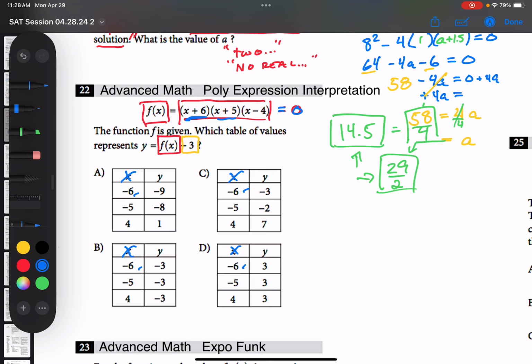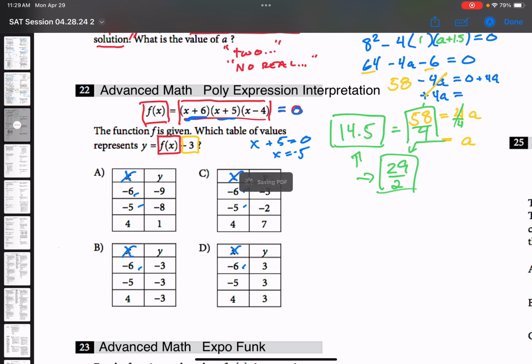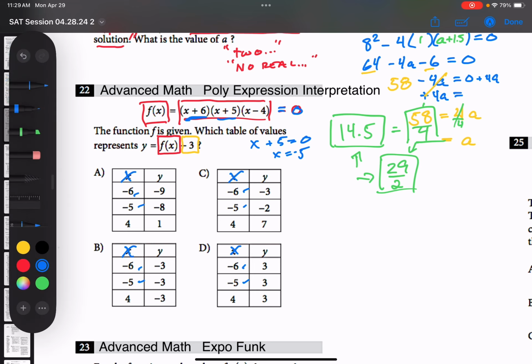What if we took x plus 5, set it to equal 0? What is x going to equal? So x plus 5 equals 0. So x is going to equal, subtract 5 from both sides, a negative 5. Notice negative 5, negative 5, negative 5, negative 5. Same thing with x minus 4. We're going to get a positive 4. We got positive 4 in all of them. If any of those is showing me something the opposite, I would cross it out as an answer choice.